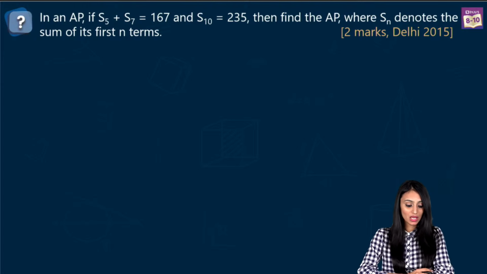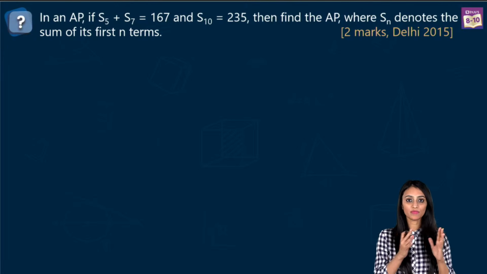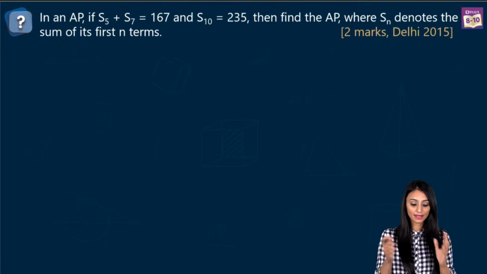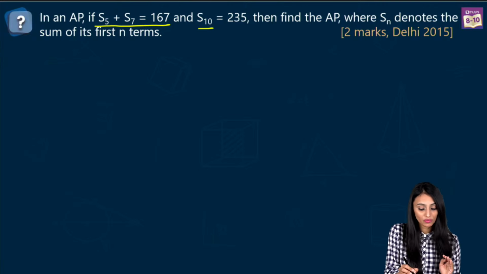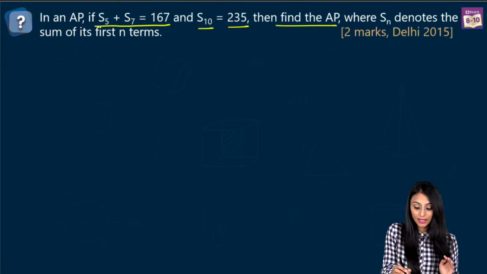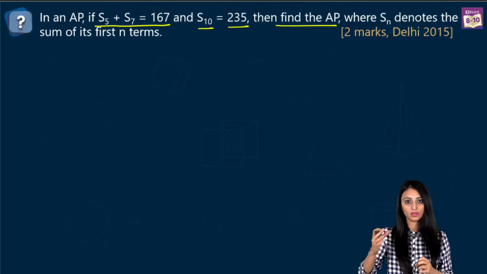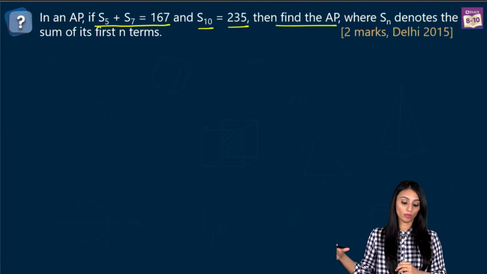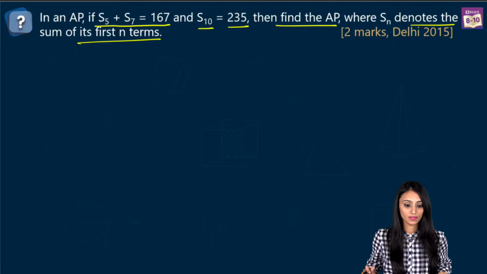So, in an AP, if S5 plus S7, right? What is S5? That means the sum of 5 terms, sum of 7 terms. We add them up, you get 167. This is the given information. S10, the sum of 10 terms, is 235. Then find the AP. Now we do not have the AP series. We do not know what the first term is, what the next term is. This time we need to form it. Where Sn denotes the sum of first n terms. Right?